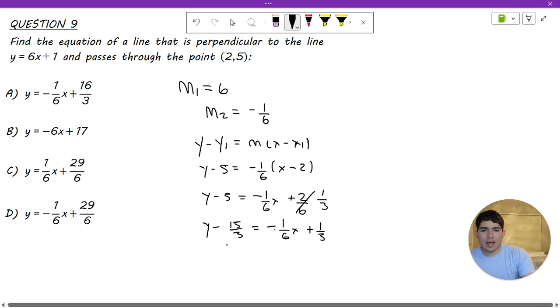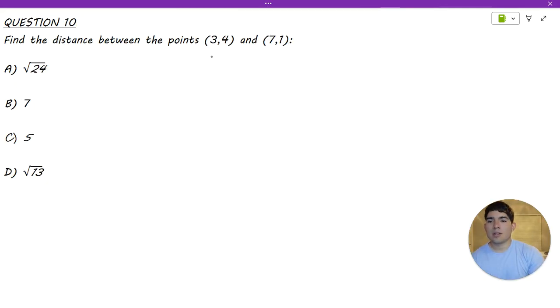And then we're just going to add 15 over 3 on both sides. And we're going to end up with y equals negative 1 over 6x plus 16 over 3. So if we take a look at our multiple choice, this is going to be A for this one. Okay, so moving on to problem 10.